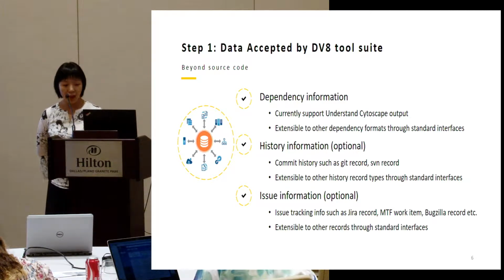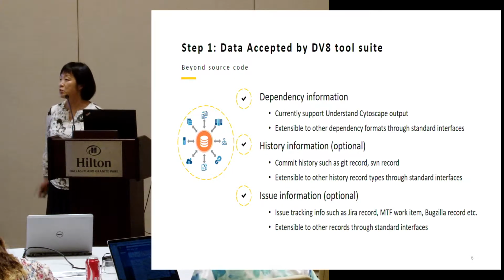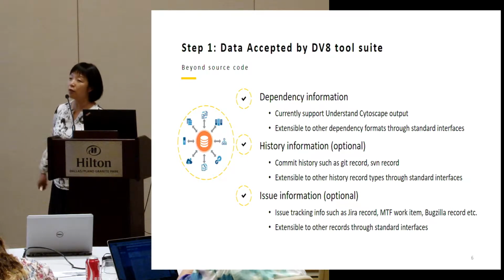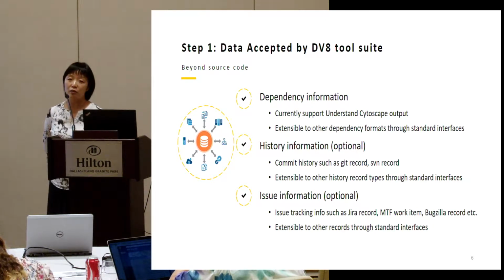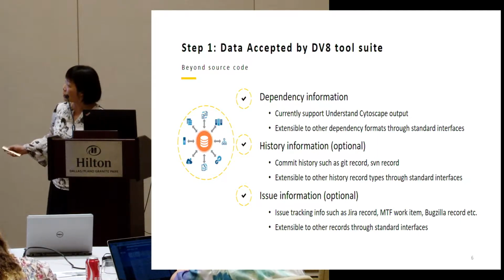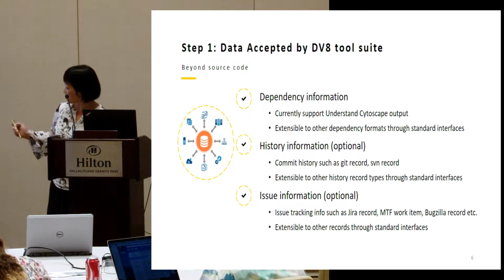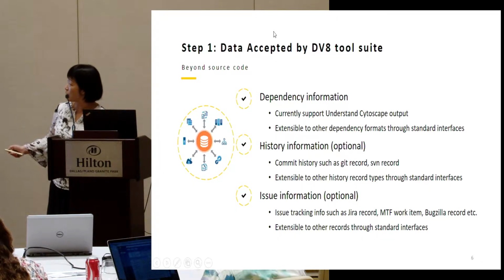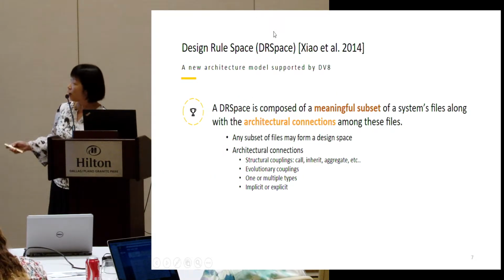requires. And some companies do not have very complete history information. It's okay, we just mirror your source code. Some companies do not have an issue tracking system. It's okay, we can detect some of the architecture problems, but not all. So that's why this information is optional. The history and issue information are optional.